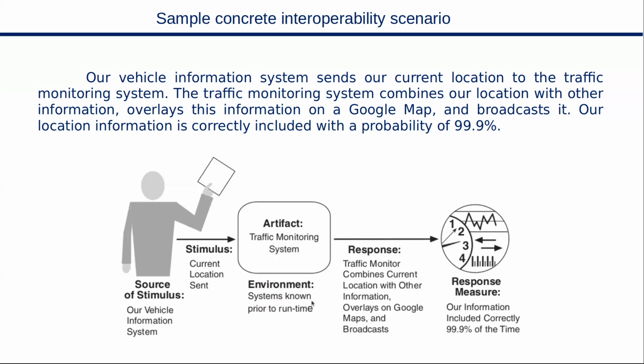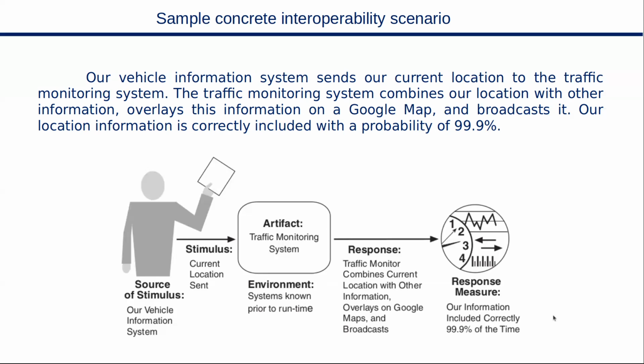We're expecting that the response of our traffic monitor system to this stimulus will be that the traffic monitor combines the current location with other information, overlays this information on a Google map, and broadcasts. How can we measure our response? The measure of this response is that our information is included correctly 99.9% of the time. Here is a concrete example of a quality attribute for interoperability.